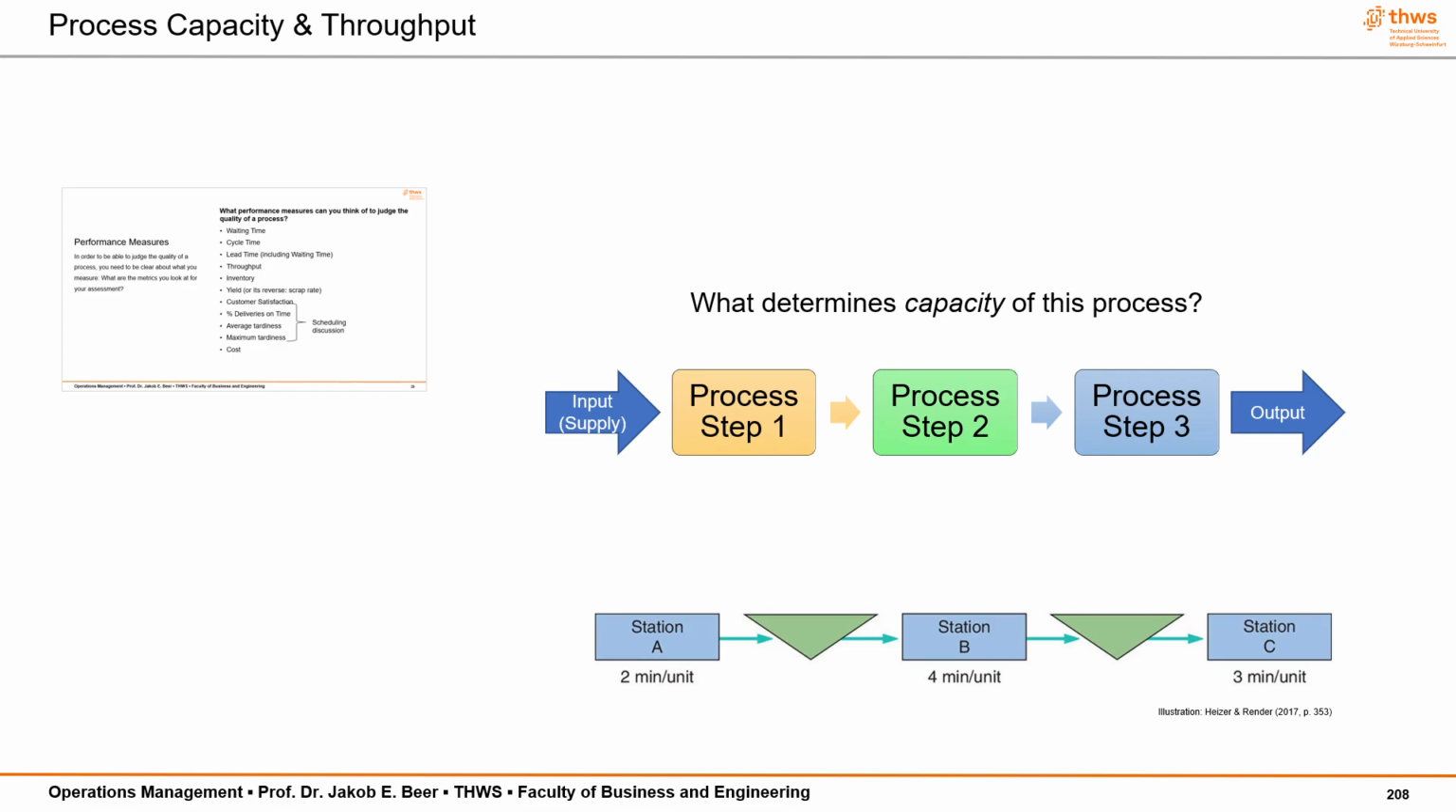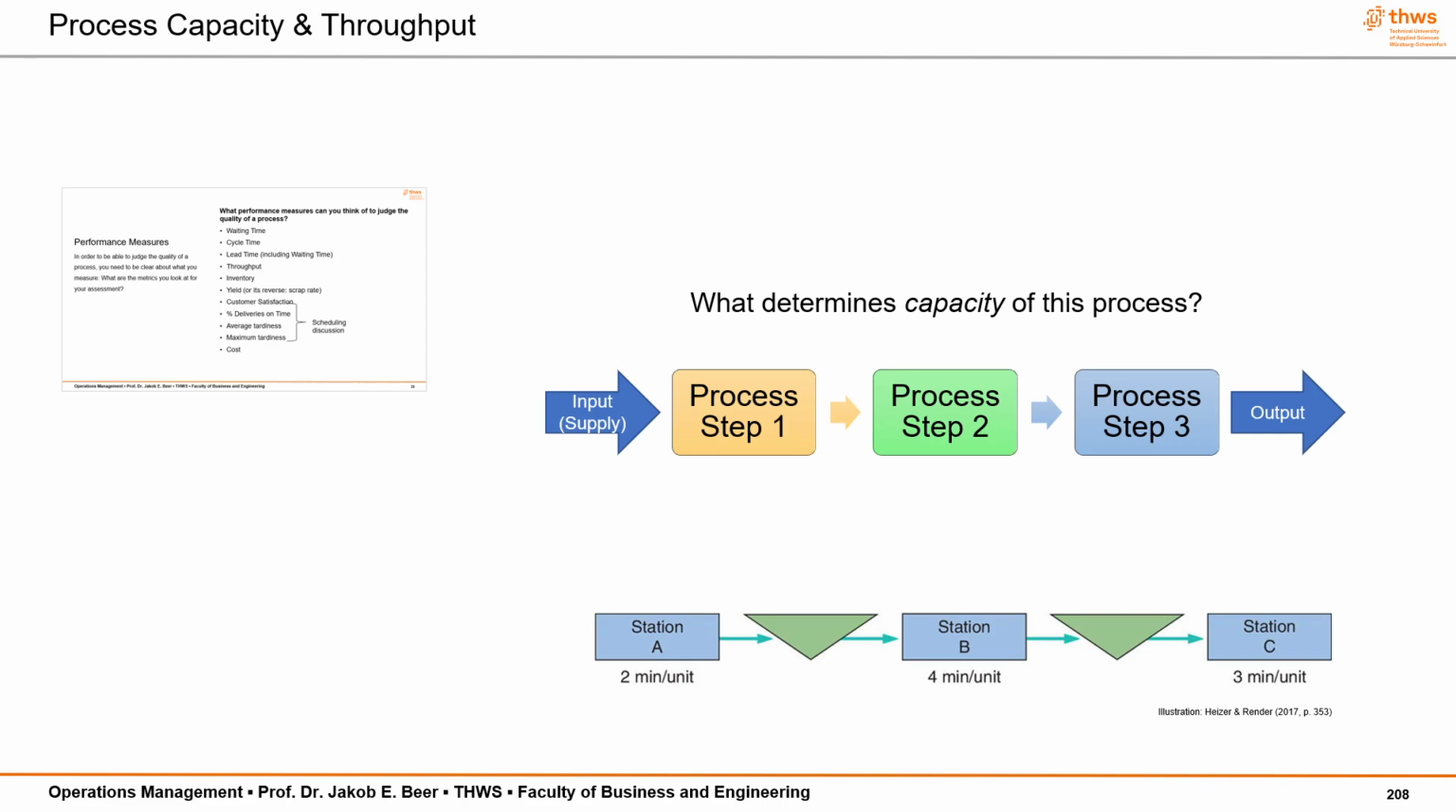1, process step 2, and process step 3. And the 3 process steps are carried out by 3 different stations: station A, station B, and station C. And each station takes a different amount of time to produce 1 unit. Station A takes 2 minutes to produce 1 unit, station B takes 4 minutes to produce 1 unit, and station C takes 3 minutes to produce 1 unit.